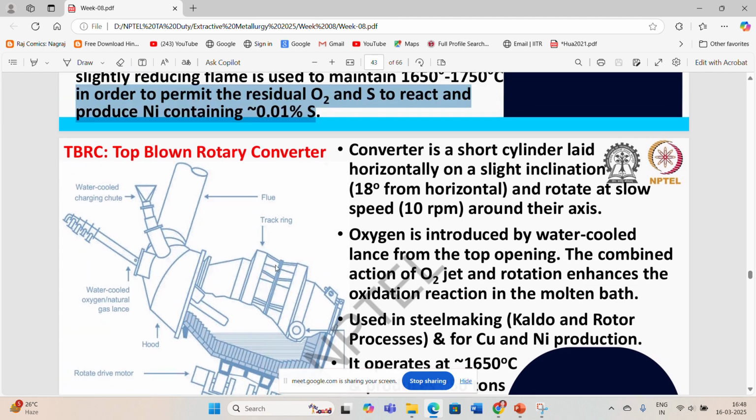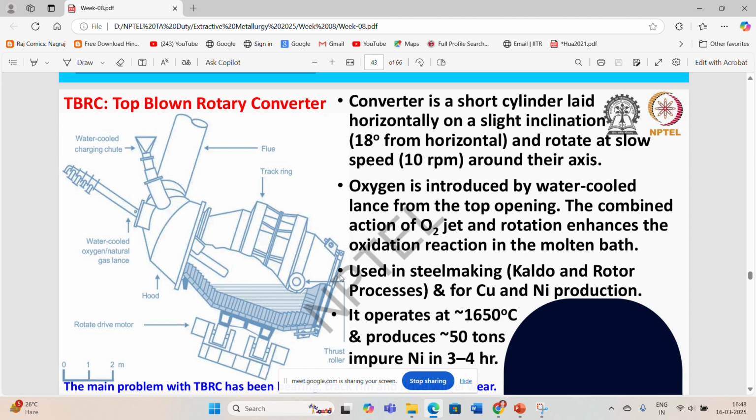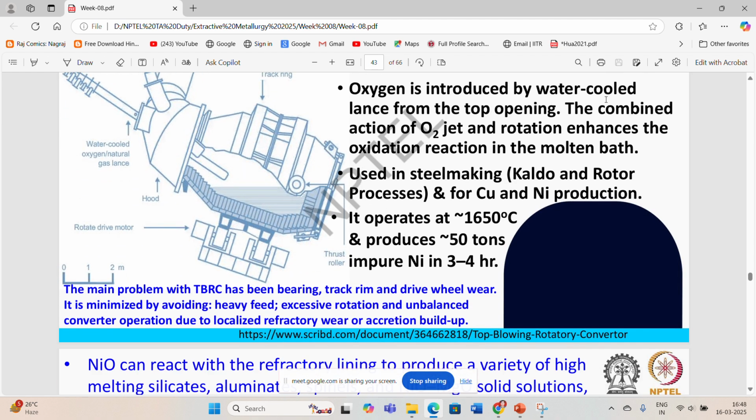CSIRO labs have developed a TBRC type reactor, which is known as the top blown rotary converter, for solving this nickel problem during the copper smelting process. So this converter is a short cylinder laid horizontally or at a slight inclination of 18 degrees from horizontal, and it rotates at slow speed around its axis. Oxygen is introduced by water-cooled lances from the top opening.